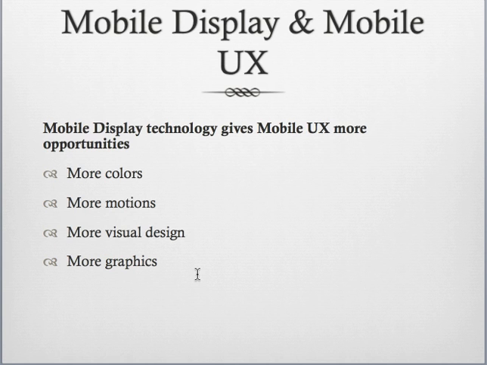And once we change the technologies, it gives our mobile user experience more opportunities to change the colors and the images, making the user interface more colorful and useful for users to distinguish different tabs, and you can use a lot of motion. There is also more visual design.